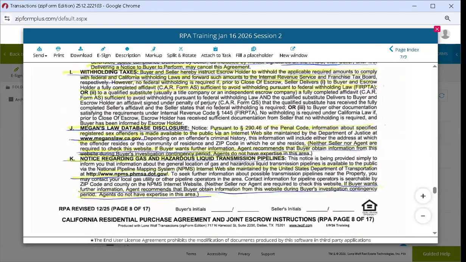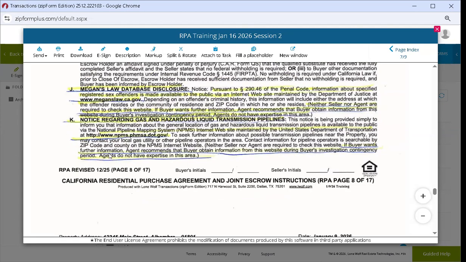Megan's Law database, it's right here. It's giving them the website for them to check, okay? It is required pursuant to this penal code that it be provided. And right here, it says neither the seller nor agent are required to check the website. If the buyer wants further information, the agent recommends that the buyer obtain the information from this website during the buyer's investigation contingency period. We do not have expertise in this area. So please don't check websites for people. Let them do it themselves, because you may look at something differently than they look at it. Let the buyer check the websites themselves.